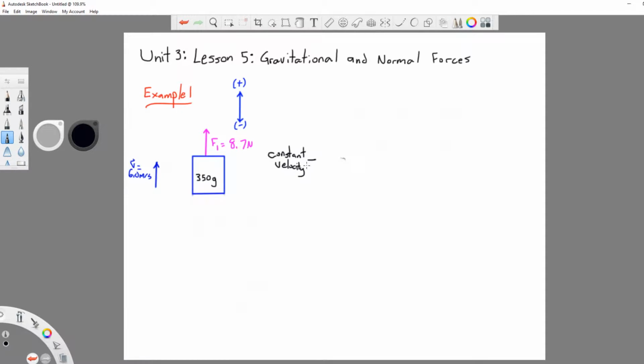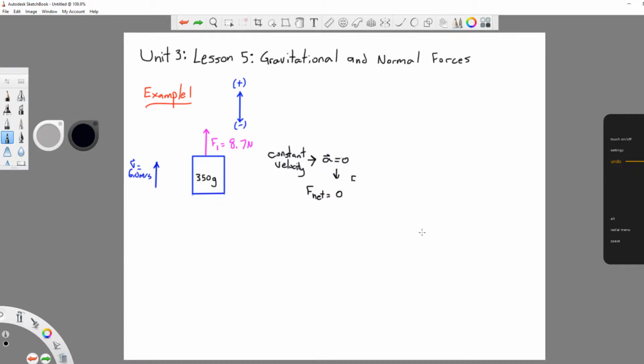Because what constant velocity means is, well, I hope some of you have got this already, that the acceleration of this object is equal to 0. It's moving at a constant rate, but it's not getting faster, it's not slowing down, which means if acceleration is 0, our net force on this object is also equal to 0. Because remember, F net is equal to mass times acceleration. Well, if acceleration is 0, this whole thing equals 0.